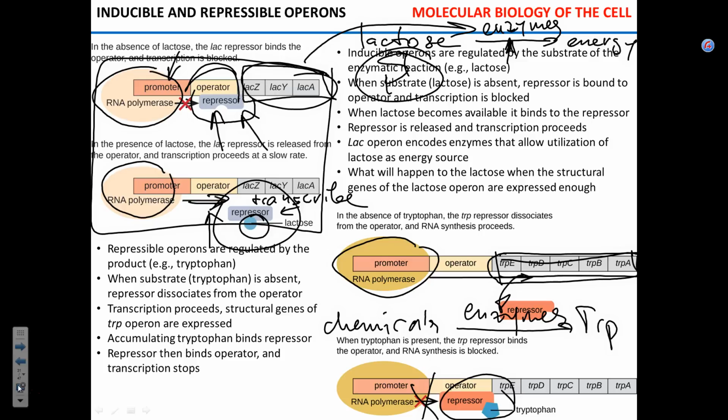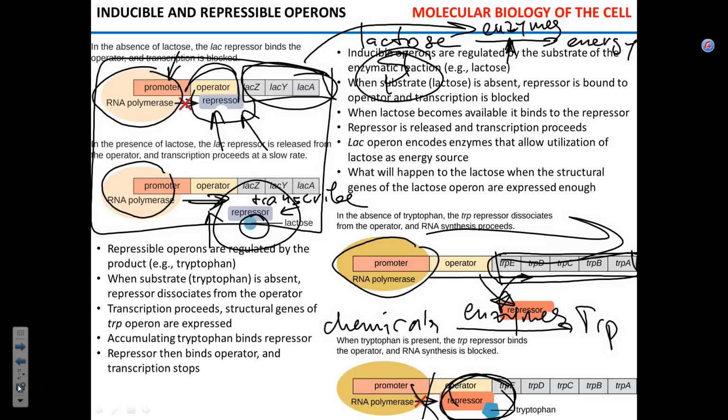Then the bacteria uses all the tryptophan. Tryptophan levels fall down. What's going to happen to that complex? It's pretty much going to disappear. Repressor will fall off the operator, and the expression of the genes will start over. Does that make sense? So, an inducible operon is induced by the substrate of the enzymatic reaction. A repressible operon is repressed by the product.